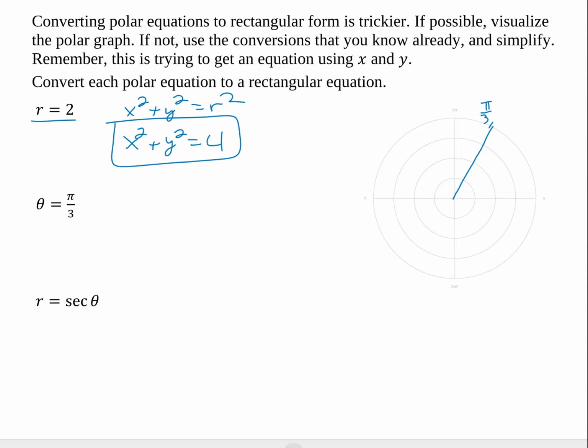So what do I do? Well, we know that theta is pi over 3, and we know we can convert from polar to rectangular by using tangent. So we have tangent theta equals y over x. So what is y over x in this case? So if I just do the conversion that I was talking about before, let me go back.